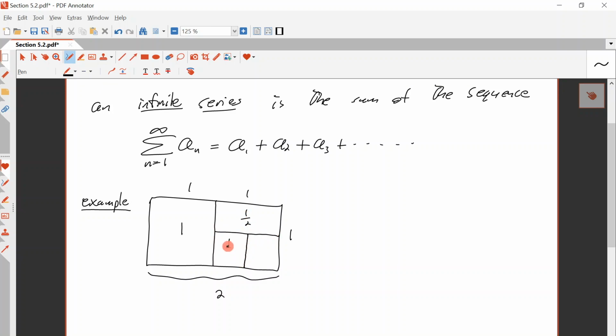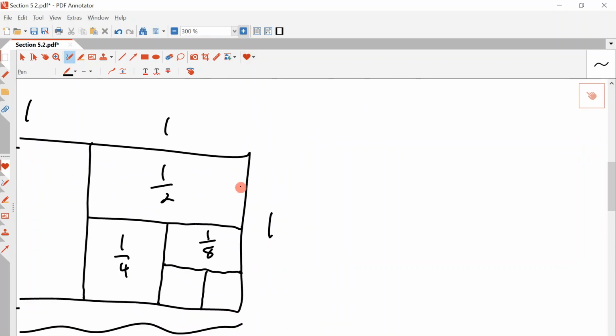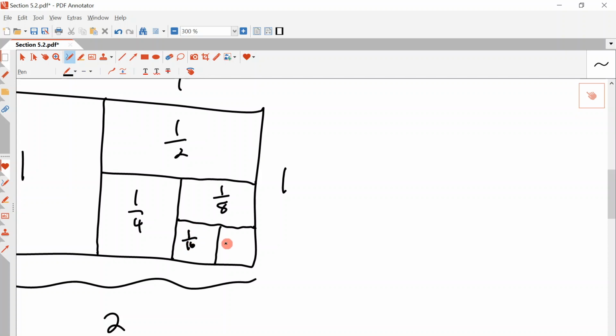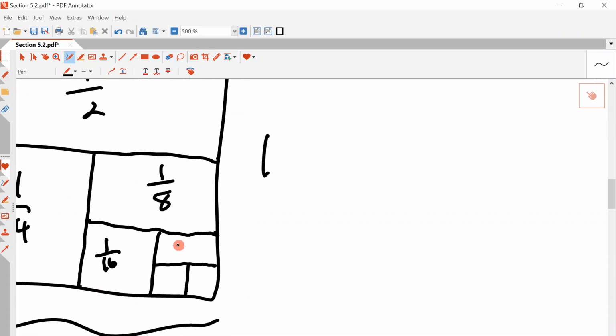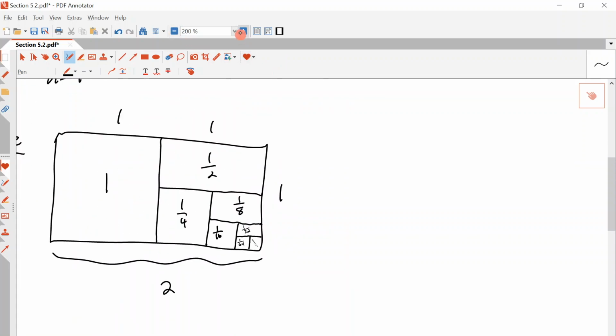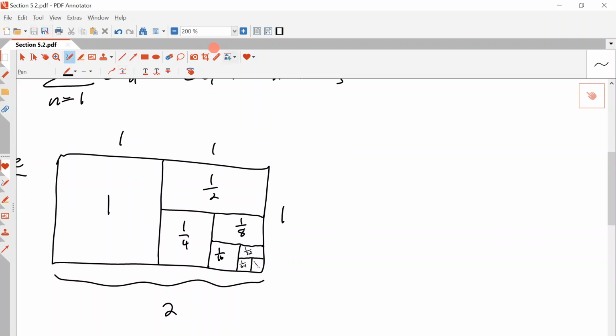The area here is a quarter. The area here is 1/8. The area here is 1/16. The area here is 1/32. And the area here is 1/64, so on and so forth. And eventually, this is going to take up the entire square, or rectangle, sorry.